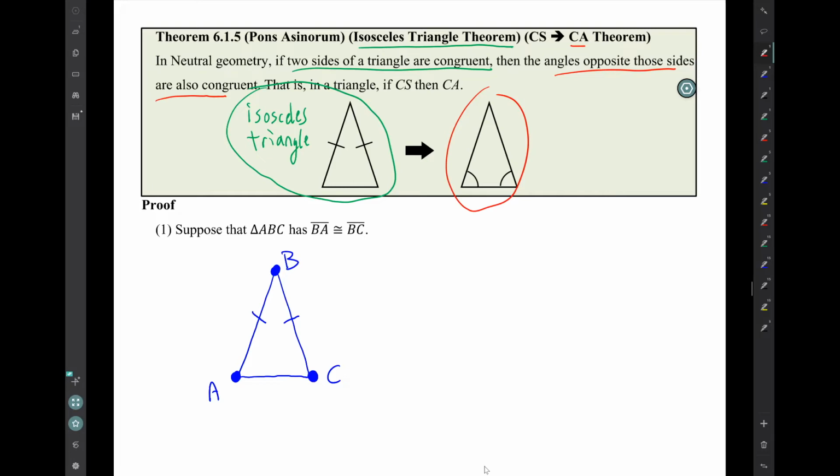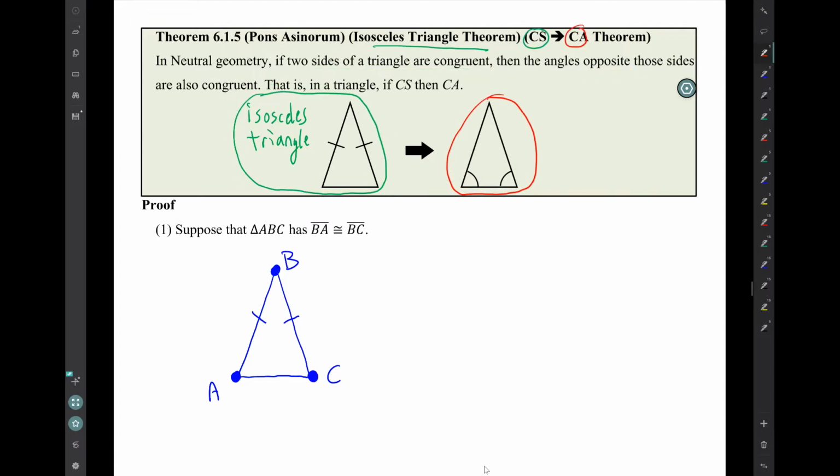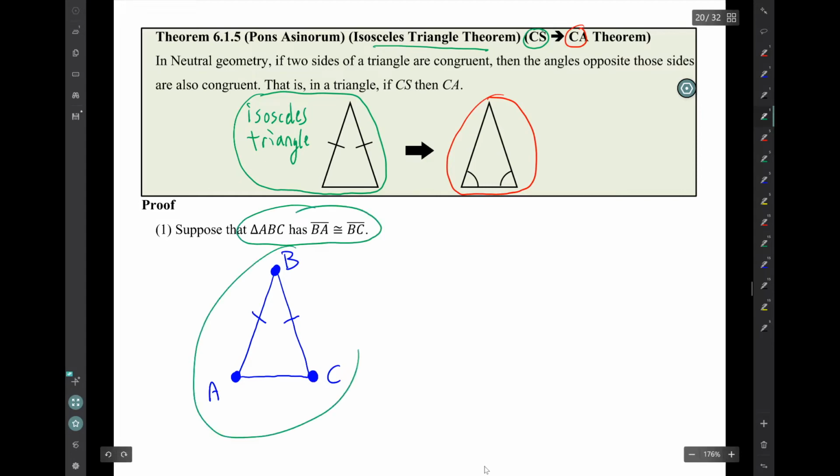Those angles are referred to sometimes as base angles. So this theorem says, if a triangle is isosceles, then its base angles are congruent. So let's prove this theorem. We start by supposing that a triangle ABC has side BA congruent to side BC, as drawn in this picture.